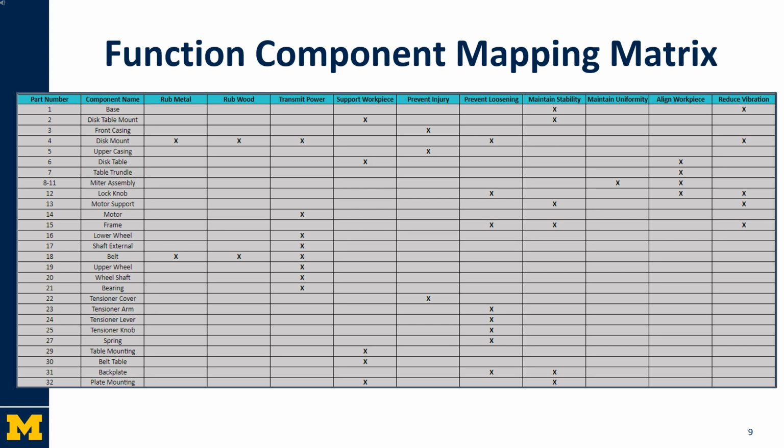Coming to the function component mapping matrix, you can see the columns defined by the functions on the terminal leaves of the FAST diagram and the rows defined by the names of all the parts of the product. The matrix helps to know which parts are involved in performing what functions. As can be seen in the matrix, the highest number of parts are involved in performing the transmit power function.